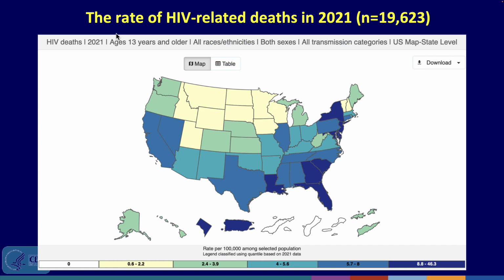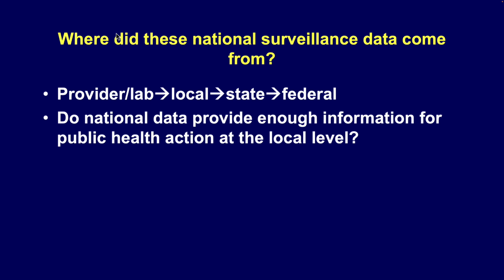And moving on to deaths, this slide shows the distribution of HIV-related deaths by state, with about 20,000 HIV-related deaths occurring in 2021. So by now you know that these national data that I've been showing on the last few slides from CDC come from providers and labs that have reported information on HIV diagnoses and laboratory tests to local health departments. And these local health departments, in turn, report them to their state health departments, and they are the ones that ultimately report it to the CDC.